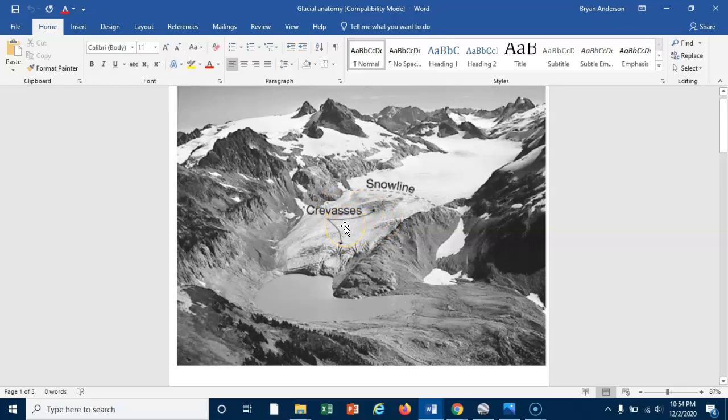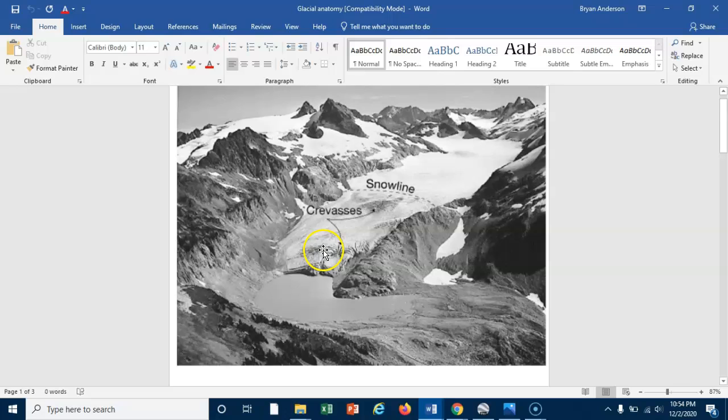They can lose mass by meltwater, of course, running into making, in this case, this lake here. And then they can lose mass by something called calving, which is loss of large blocks of ice off the front of a glacial mass.